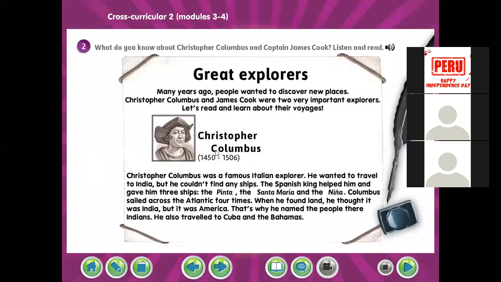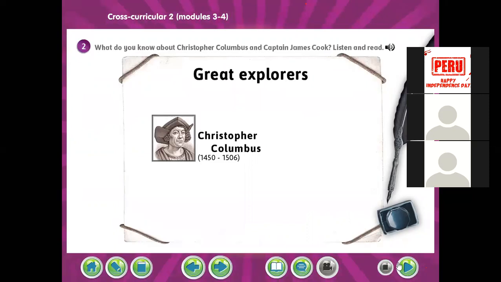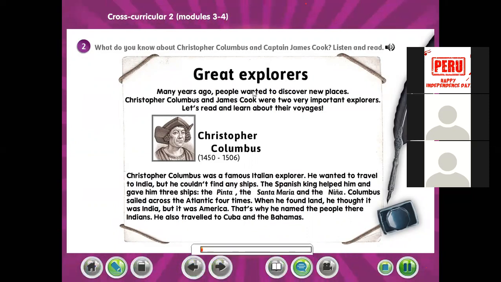Okay, listen please about two explorers. This is in past tense, okay? Wanted is simple past. Let's listen about these two explorers, Christopher Columbus, you know, and James Cook, another explorer. Only listen, okay? What do you know about Christopher Columbus and Captain James Cook? Listen and read.